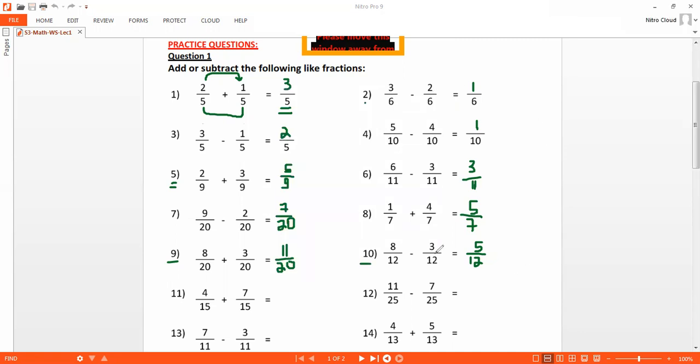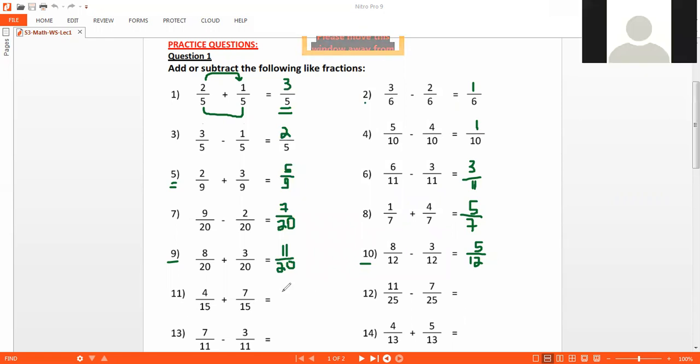Yes. Number 11. 4 over 15 plus 7 over 15. 11 over 15. Perfect, Ali. Thank you. It's 11 over 15. Very good.